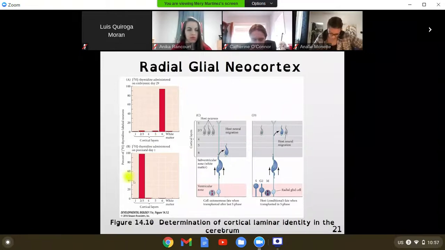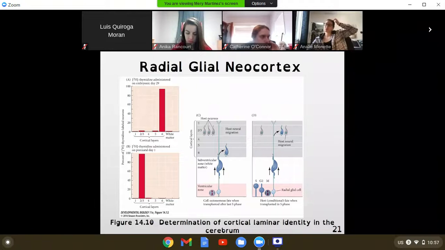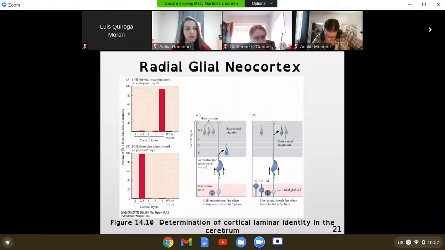In B, we have the late birthday cells. So 6 is occupied and they're going more towards the back of that layer, more toward the outside of the cortex. So later neurons must travel larger distances to form the more superficial layers of the cortex. So it is an inside-out gradient of development, from the inside to the outside.